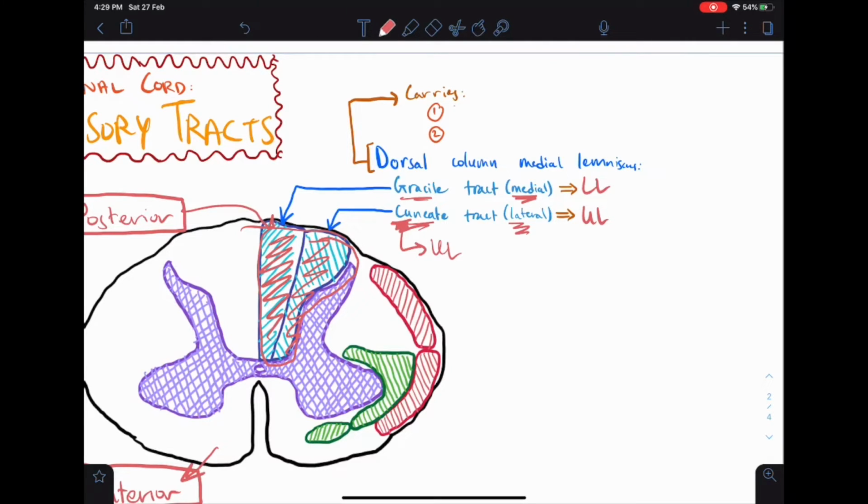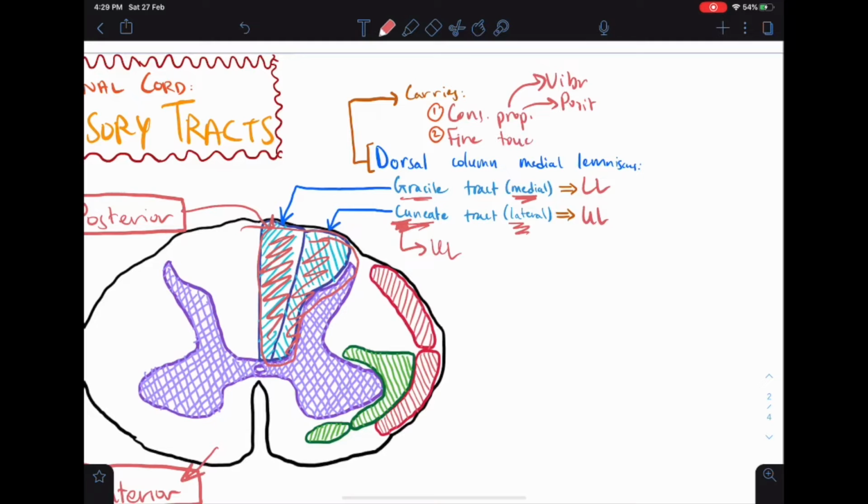The first one is the conscious proprioception, which is things like vibration and position as well. So if you feel any vibration, that's through the dorsal column, as well as position. For example, if you try to close your eyes and touch your nose, you'll be able to do that because of this tract. And the second sensation is the fine touch.